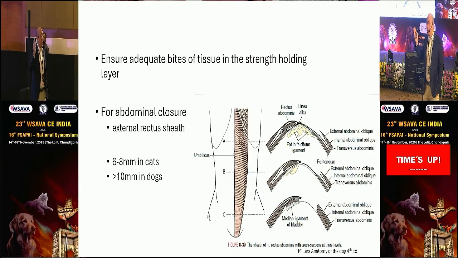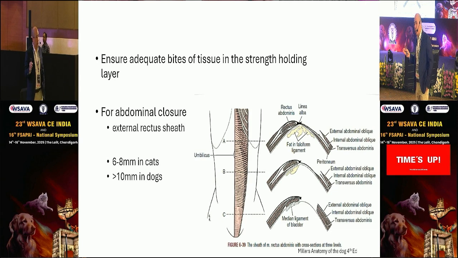Now, what's important is to recognize the strength-holding layer of the abdominal cavity is the external rectus sheath. It's not muscle. It's the rectus sheath.